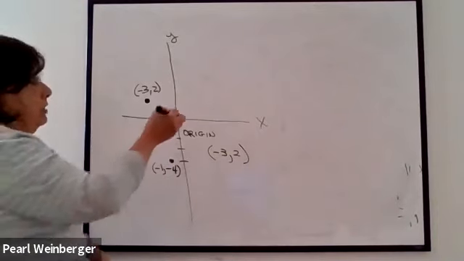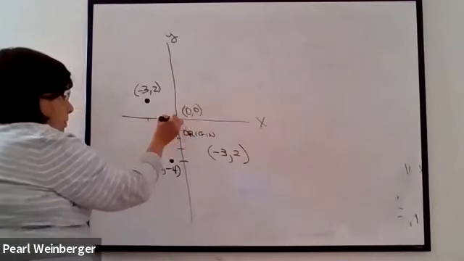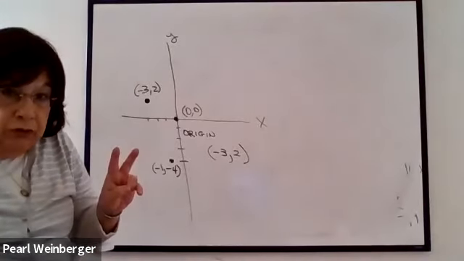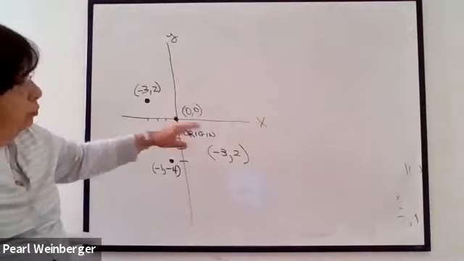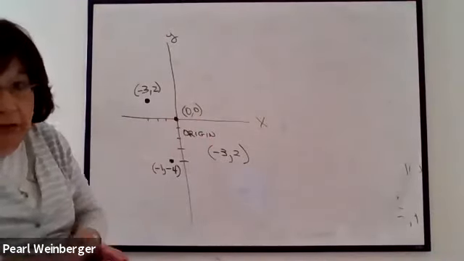The origin itself has the coordinates 0, 0, because if you're on the origin, you're not going left or right, you're not going up or down. So every single point on the plane has 2 numbers associated with it, its coordinates, and every pair of coordinates represents a single point.